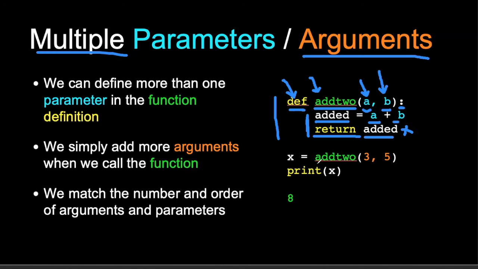So this add to 3.5 actually returns the added, which is the computed result of A plus B, which is 8 in this case. And that is that expression, right? This add to is an expression that gets evaluated to this number 8. And this equal sign assigns that number 8 to this value of X. So if you print this X, which is a variable that is an integer that has a value of 8, you get 8.